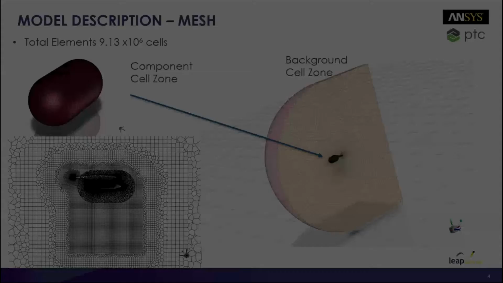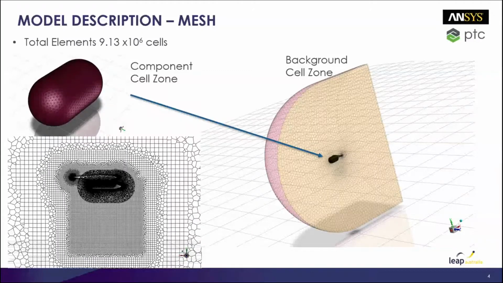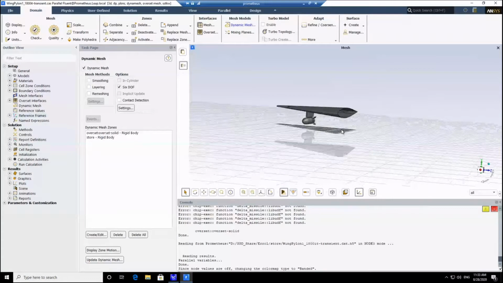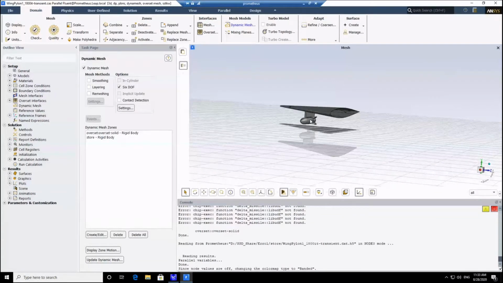So you can see here, this is the case. It's a 9 million element case. We've got our background mesh and then our component mesh, and that component mesh has the store in it. So this is a store drop-in case where we've got the flow coming in at Mach 0.95, and we want to know what happens to this store, this bomb, as it falls away from the wing. We want to ensure that the stability, the lift stability of the wing is correct.